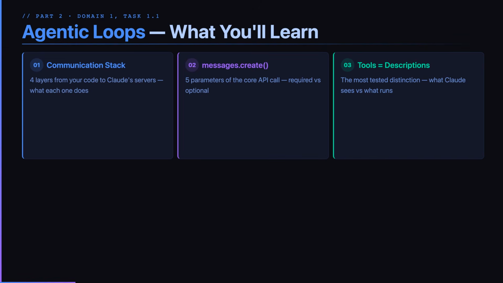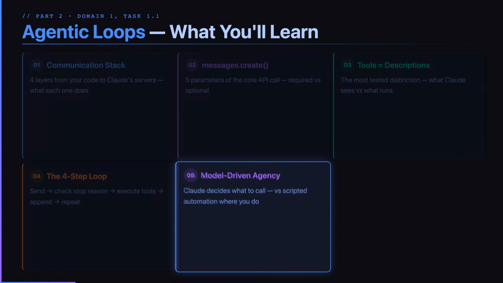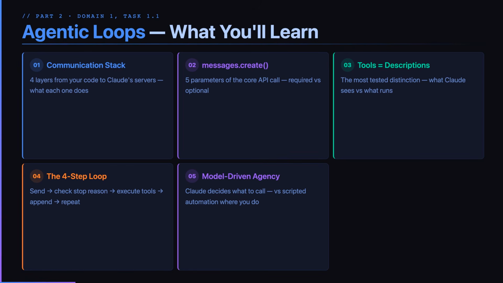Third, the most tested distinction in domain 1, tools are descriptions, not code. We'll unpack exactly what that means. Fourth, the 4-step loop itself, the repeating pattern that powers every Claude-driven product. Fifth, model-driven agency versus scripted automation, a distinction the exam tests consistently. And sixth, 3 anti-patterns, patterns the exam expects you to recognize and reject. Let's start with the stack.